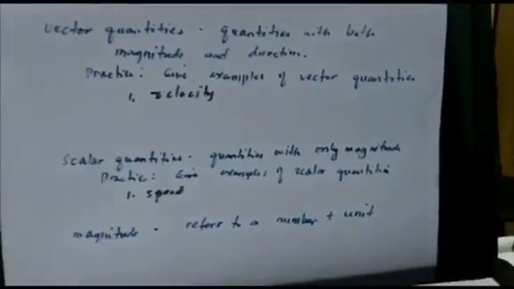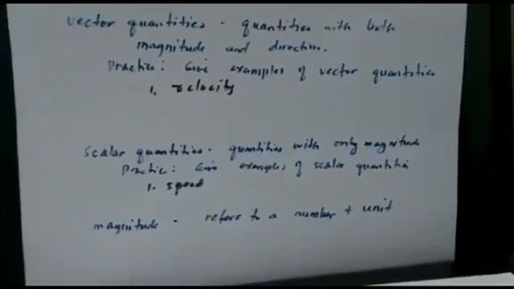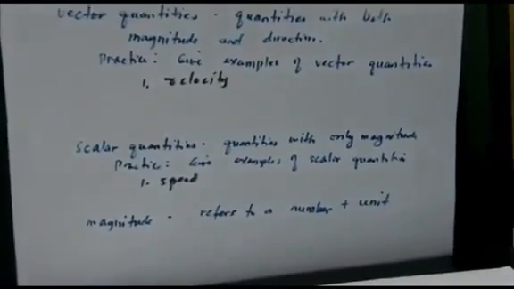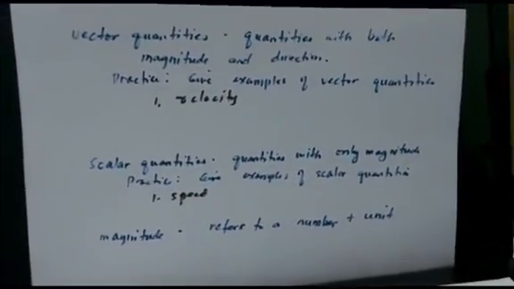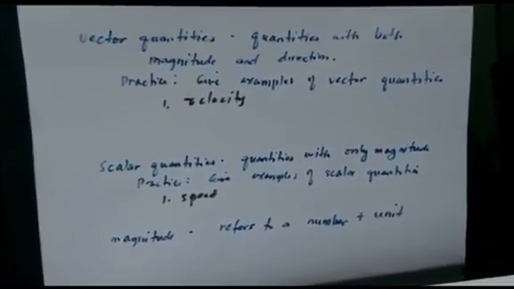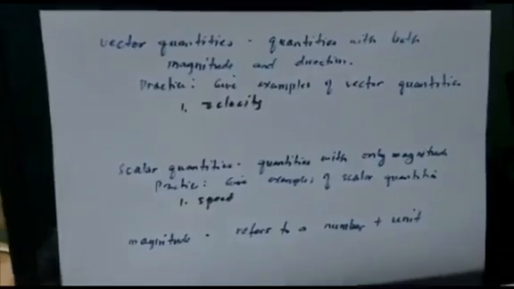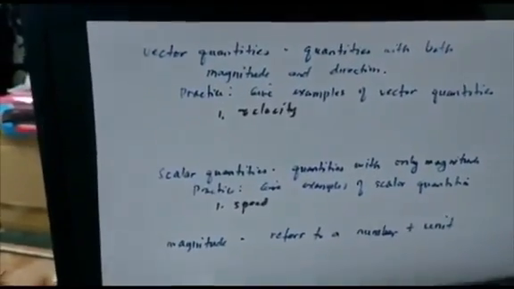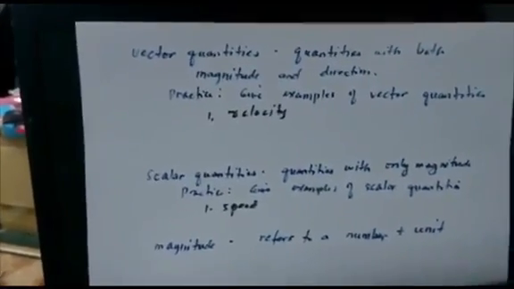In this discussion, we can say that velocity is a vector quantity because you express it with magnitude and direction. As in our example, our answer in the problem is 10 meters per second north. And for scalar quantity, our example is speed. In our problem solving, our final answer is 25 meters per second. Note that there's no direction needed.